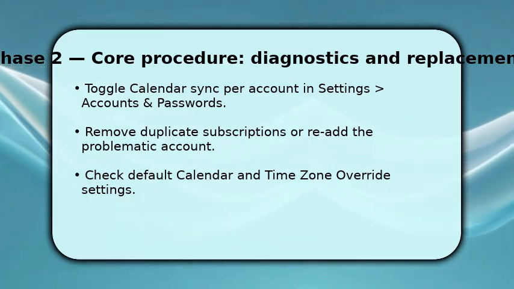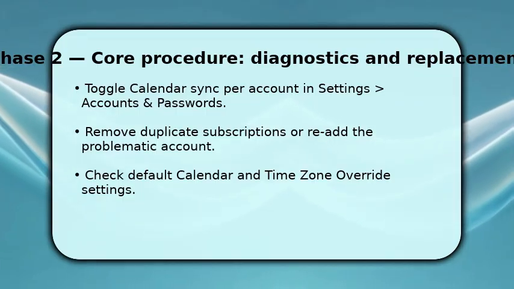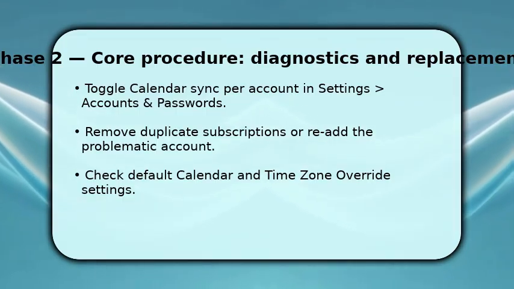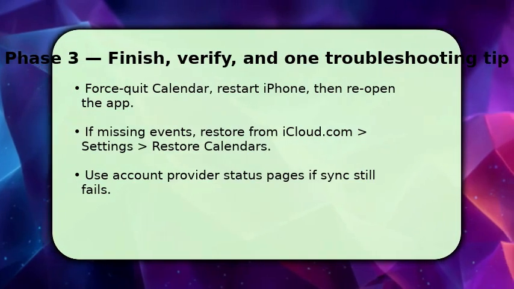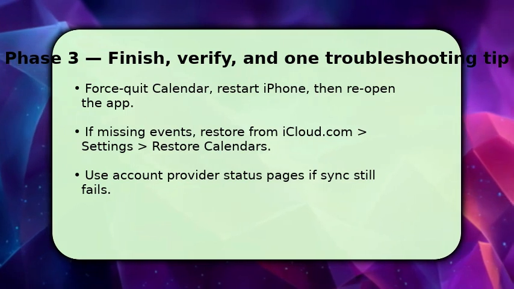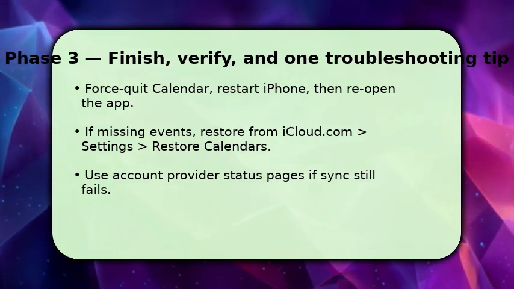To finish, force quit the Calendar app and restart your iPhone, because a reboot clears cached errors and often resolves stubborn sync issues. After reboot, open Calendar and confirm events restored.